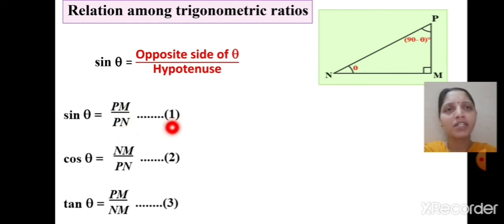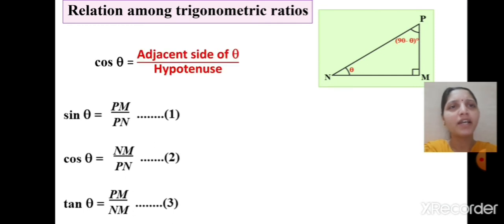Write this equation as equation 1. Then cos theta. What is the formula for cos theta? It is adjacent side of theta upon hypotenuse. So adjacent side of theta is side NM. So you will write here NM upon PN. Write this equation as equation 2.